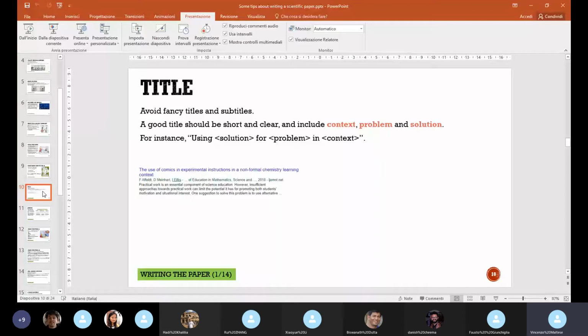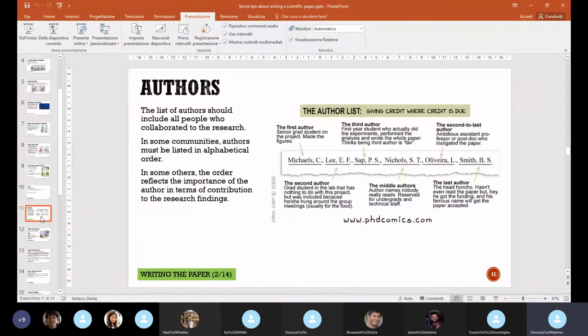So I really suggest that next time you read a paper, you give a look at the title of the paper, trying to understand whether the title conveys the context, the problem, and the solution. Once you have in mind these three aspects and the main message that you want to give with your paper, then you can move on. You know that in a paper there are multiple authors contributing to the paper.